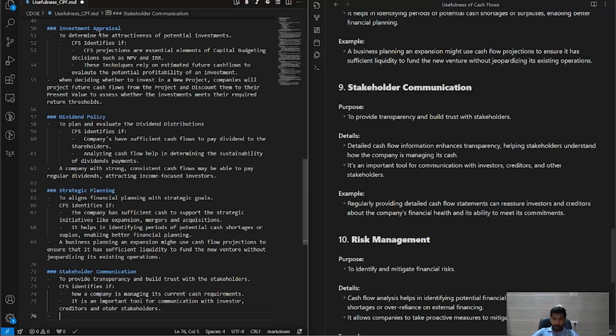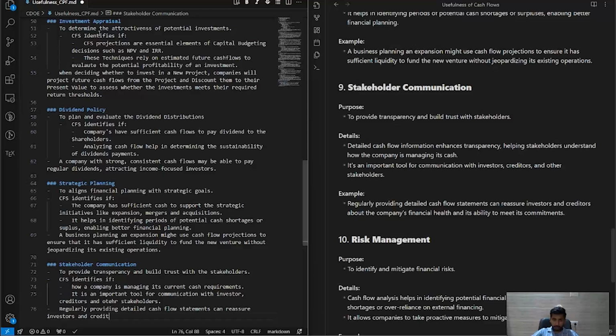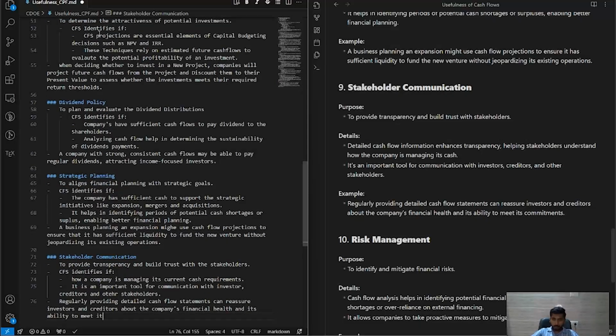Okay, let us just have an example for it. Regularly providing detailed cash flow statements can reassure investors and creditors about the company's financial health and its ability to meet its commitments.